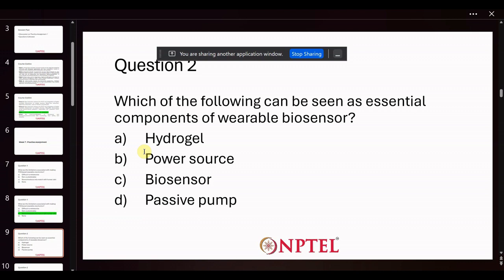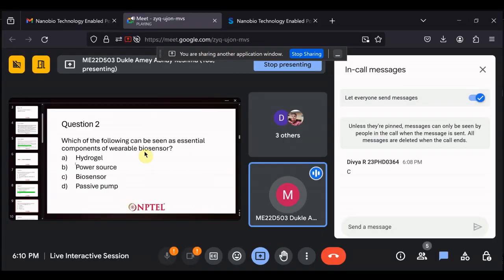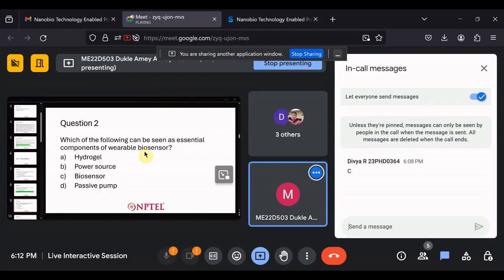Obviously a sensor cannot work without a power source. The third thing is you need the sample to come from the skin to the sensing zone per se. So you need something to pump the sample to the sensing zone, and again, since it's a biosensor, it should have a biorecognition element. So what do you think will be the answer? By the way, it is an MSQ question, it has multiple select, so more than one can be right in this question.